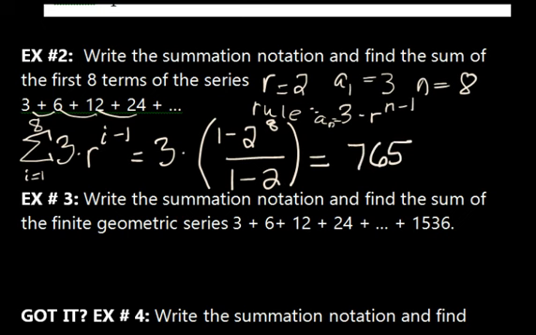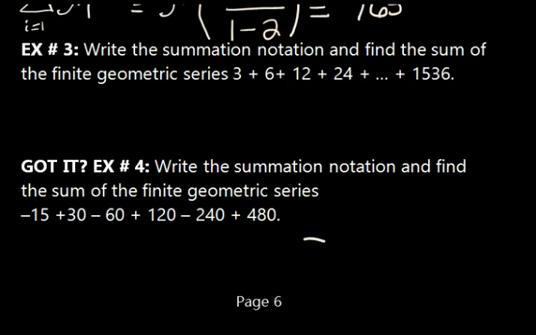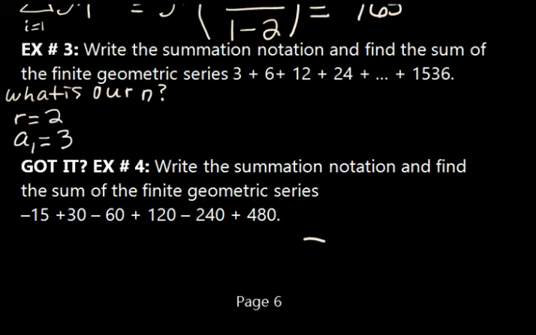Going down to example 3, we are also asked to find the summation notation and the sum of the series from 3 all the way up to 1,536. And the biggest question that you may have is, what is our n? We have our common ratio to be 2. We know our first starting point of 3, but we don't have our n value. Well, we can actually use logarithms to solve for n.